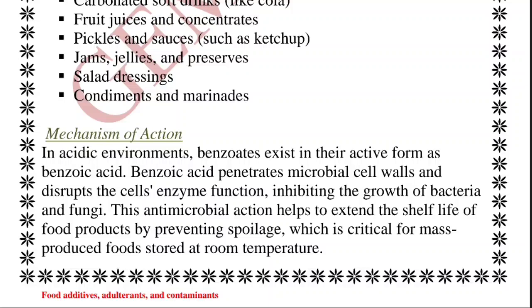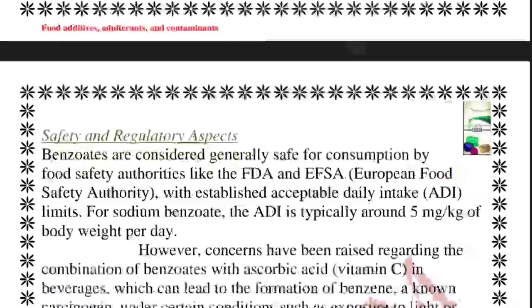Now what is the mechanism of action? The benzoic acid actually penetrates the microbial cell walls and disrupts the cell enzyme function, as a result of which the bacteria cannot grow further, thus preventing the spoilage of the food.